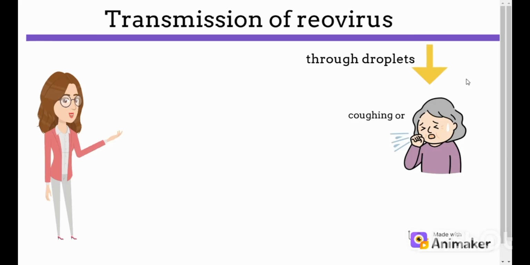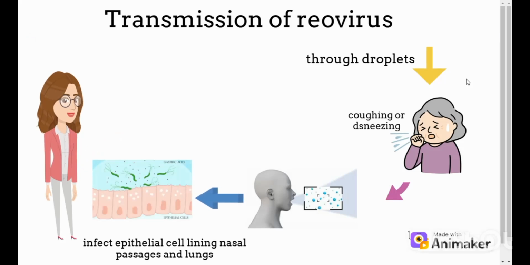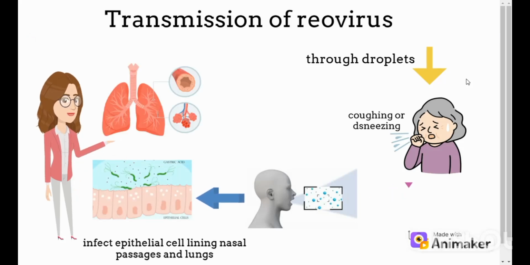These viruses are transmitted primarily when an infected person coughs or sneezes, releasing tiny droplets containing the virus into the air. When a healthy person breathes in droplets carrying reoviruses, the virus can enter the respiratory tract and infect epithelial cell linings of nasal passages and lungs.